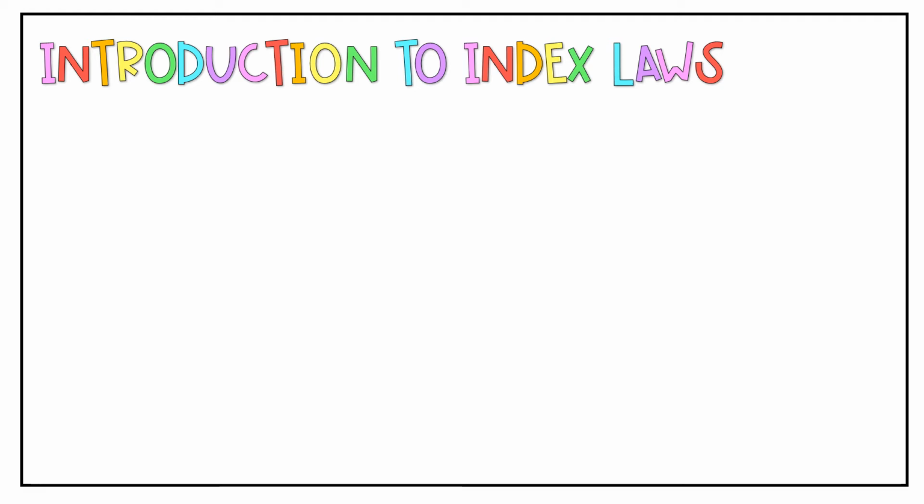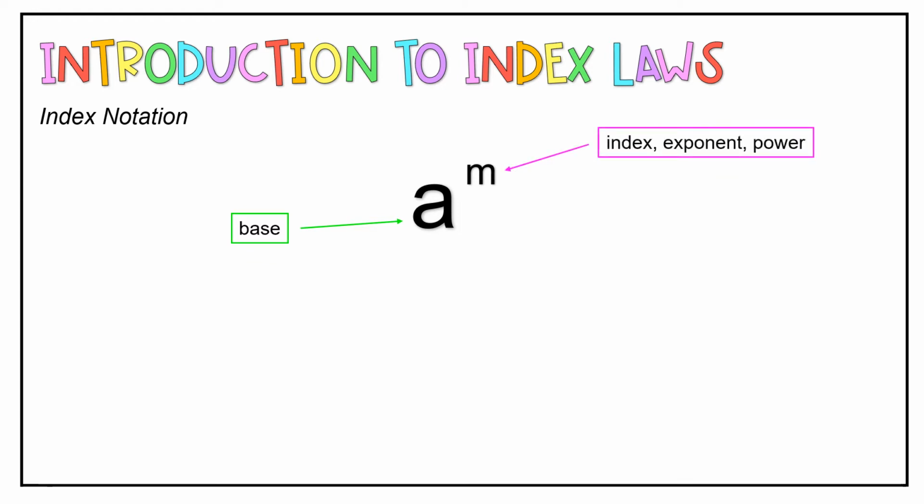Introduction to index laws. To start off, let's have a look at some of the terminology related to index notation. When we see an indice presented with a number at the bottom and a number or a letter at the top, that is called index notation. So in this example, a to the power of m, a is what we would call the base, and m is what we would call the index, the exponent, or the power. There's lots of different names that you could give to m in this situation.